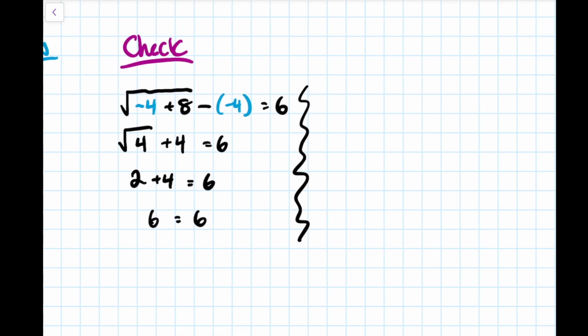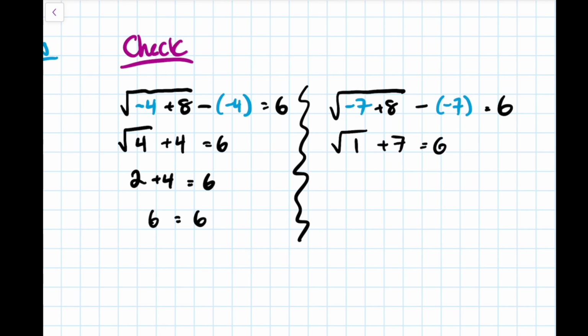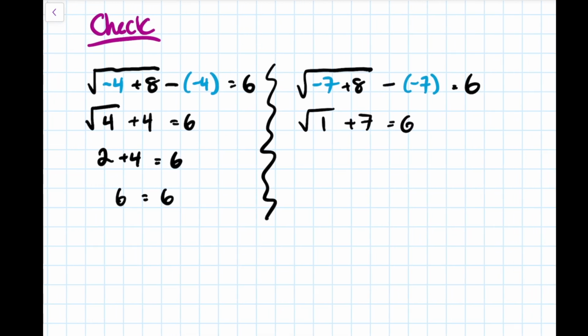Now we're going to try the other one. So I'm going to try this with negative 7 now. Okay, so negative 7 plus 8 gets me positive 1. Subtracting negative 7 gets me plus 7. And you might already notice that something's not going to work here, right? So if we square root that 1, we're going to get 1. And 1 plus 7 gets me 8, not 6. So this one did not work out.